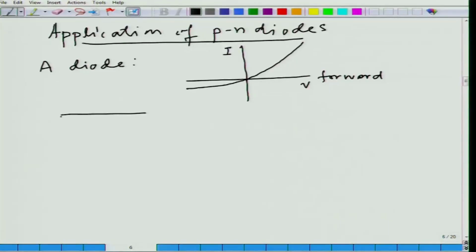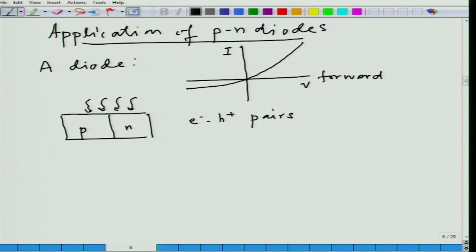Now, in the same p and n diode, if I shine light on it, what we have learned earlier in the third module is that you are going to generate electron hole pairs, and when these electron hole pairs are generated, because of the built-in potential which we have just seen how it works, whatever electrons are being generated in the junction.